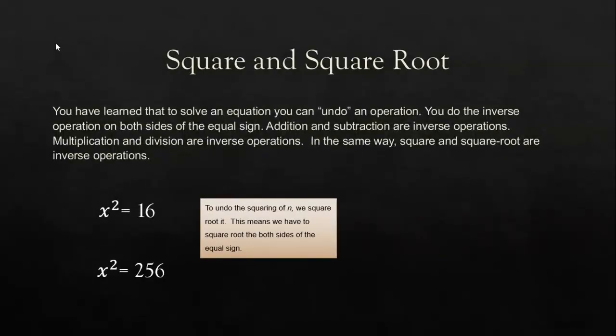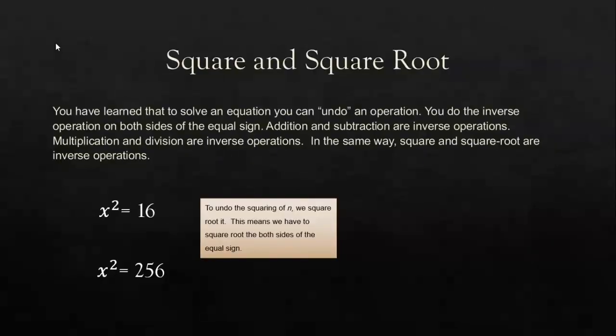So we've learned how to solve an equation by undoing an operation. The inverse of addition is subtraction and the inverse of multiplication is division. And we always look at what's happening to the x and we do the opposite of what's happening to get the x by itself, or the variable. In the same way, when we talk about square, the opposite of a square is a square root. So those are inverse operations.